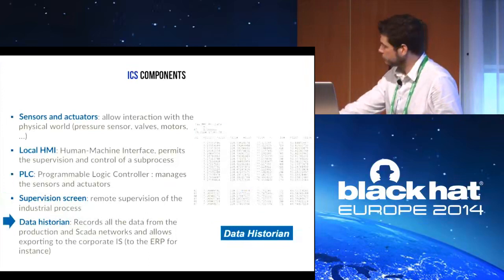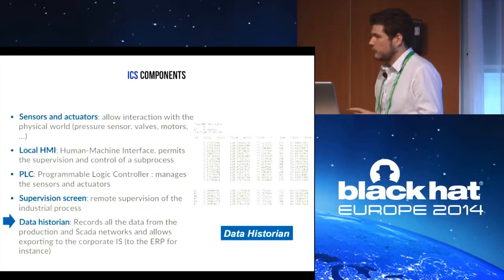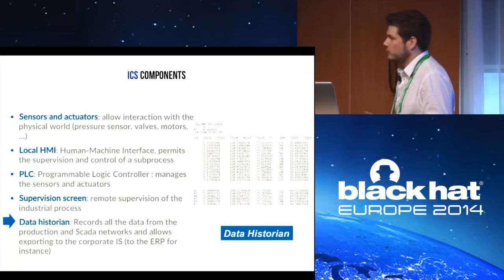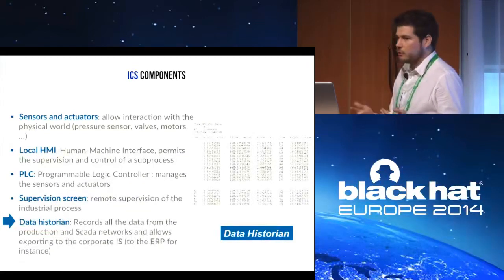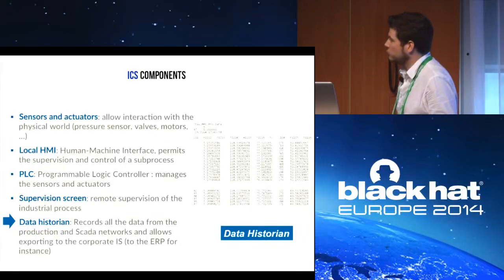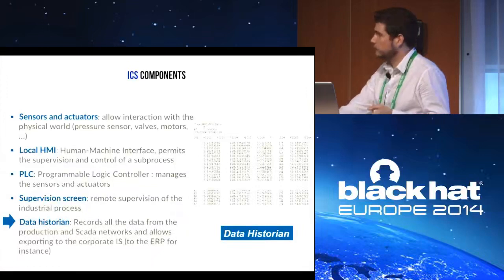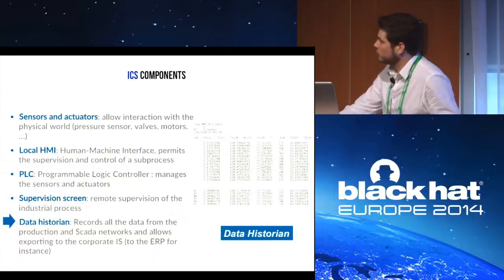And then again, the data historian, that's a server. I didn't put any picture of a server, but more a picture of data. It records all the data from the production networks and allows this data to be sometimes forwarded to the corporate network, where people crunch all this data to try to make the process more efficient. Or in case of an incident, if something goes bad, they can analyze the data and see where the problem came from.